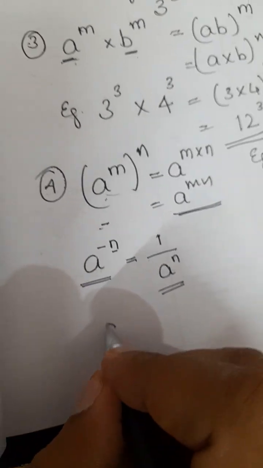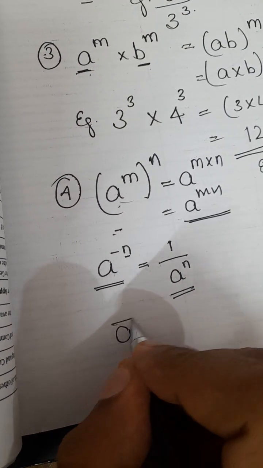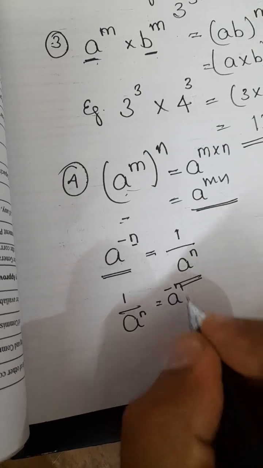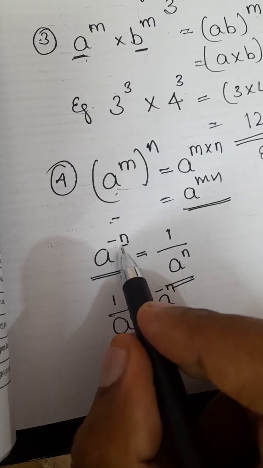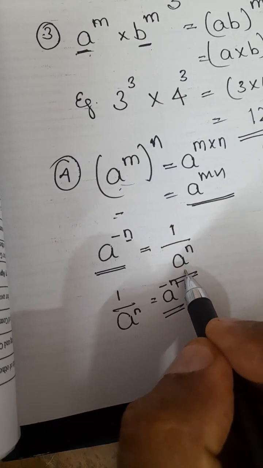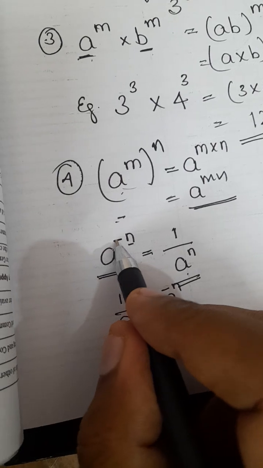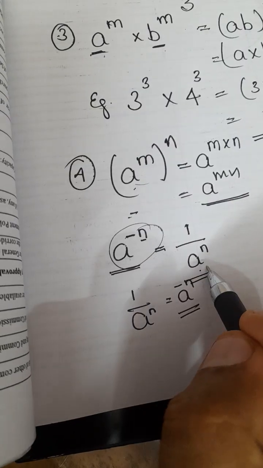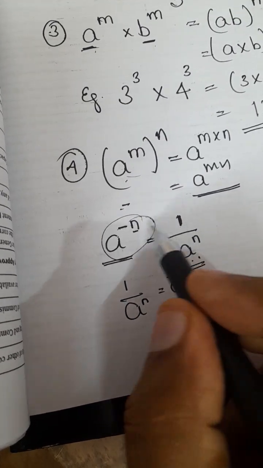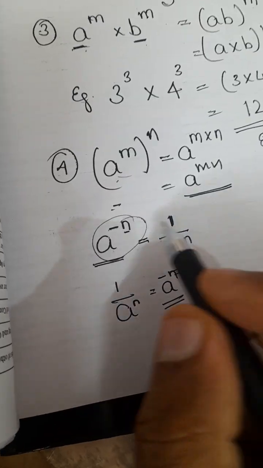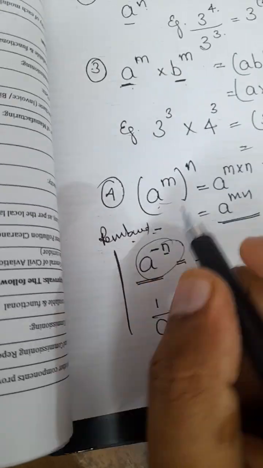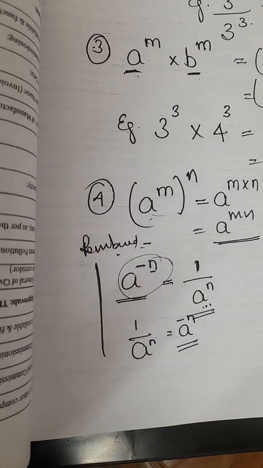And if I have 1 by a to the power n in the numerator, I will write a to the power minus n. So a to the power minus n is nothing but 1 by a to the power n. When you have this minus, it basically indicates that the number is in the denominator. So always the numerator will be 1 and this will jump onto the denominator. This has to be remembered. In fact, all the laws of exponents have to be remembered, but this is also one of them.